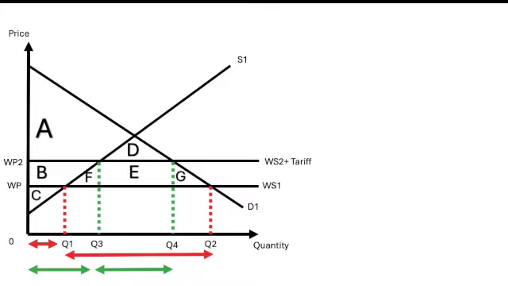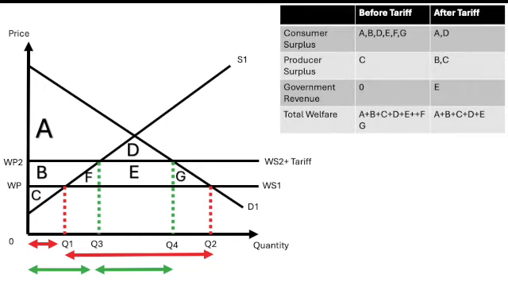Now, some of that has been gained. So, for example, B has been gained by the producer, and E has been gained by the government in terms of tax revenue, because the volume of imports times the tax per unit is that area of E, and that will be a gain in tax revenue. But F and G has not been gained, and it is simply just a net loss of welfare. So this table should help illustrate that.